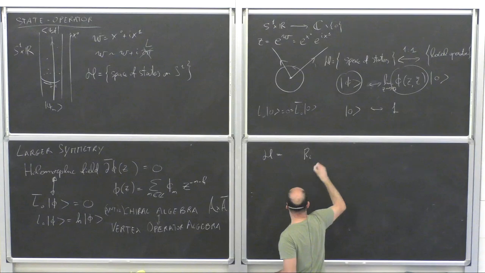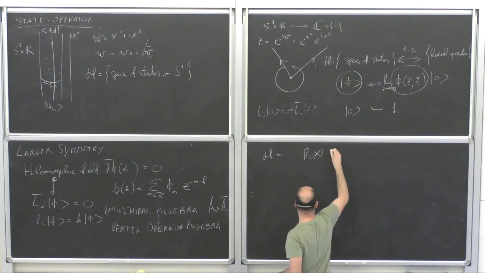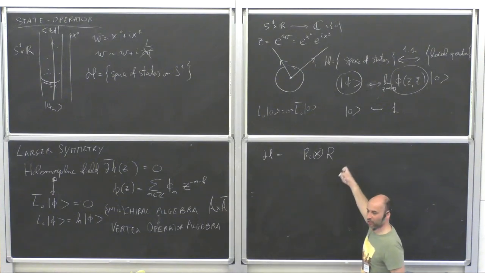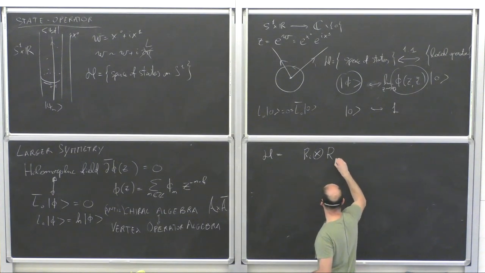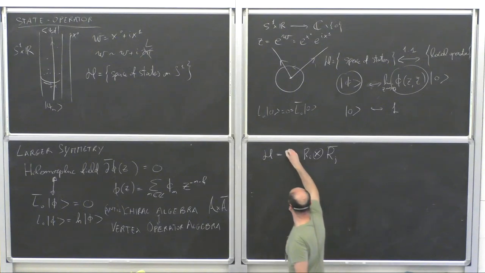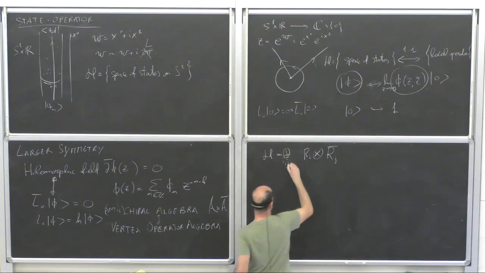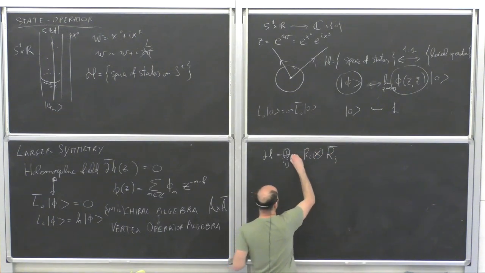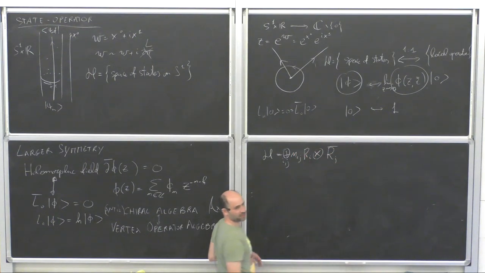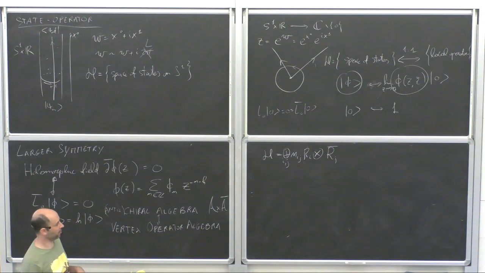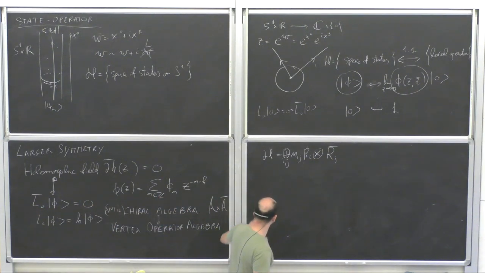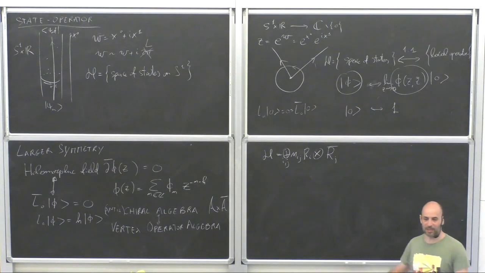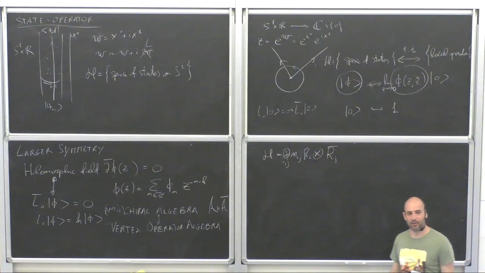What you get is that the space of states decomposes into representations of the chiral algebra A, tensor representations of the anti-chiral algebra A bar. And then you have a sum over all possible representations. Let's say that these are irreducible representations, and then you have to put some multiplicities here for your irreducible representations.